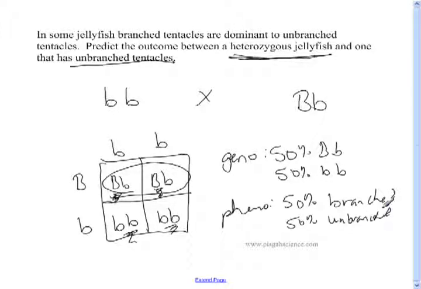Now, does that mean that they're going to have 4 babies and 2 of them are going to be branched and 2 of them are going to be unbranched? No. It just means no matter how many babies they have, there's a 50-50 chance of having either a branched or an unbranched baby. Okay, let's work one more problem like this.